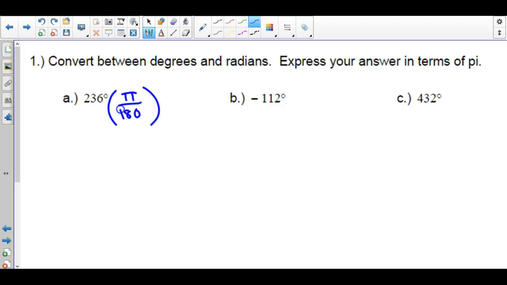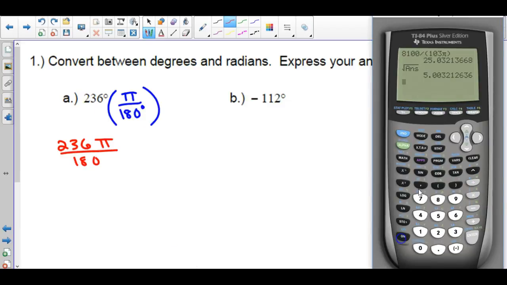So since pi radians is 180 degrees, my degrees in the numerator would essentially cancel with the degrees in the denominator, and my answer would be expressed in radians. So what I really can do is write this as 236 pi over 180, but I want to simplify the fraction part of this. So I'm going to go to the calculator, and there's a nice little way of doing this. You just take 236 divided by 180, and you'll get an ugly decimal, but your calculator will do the work for you.